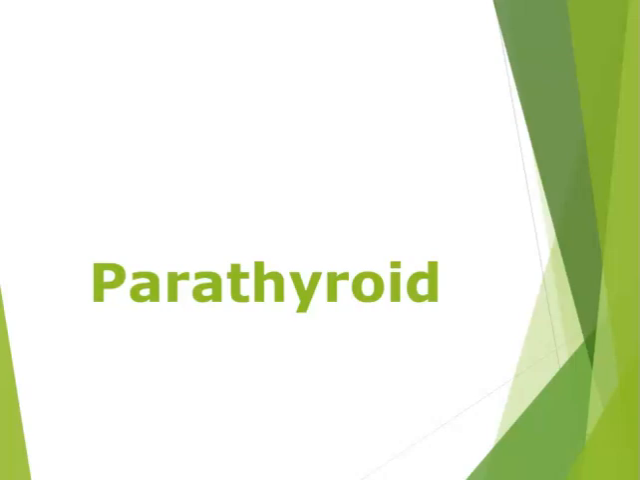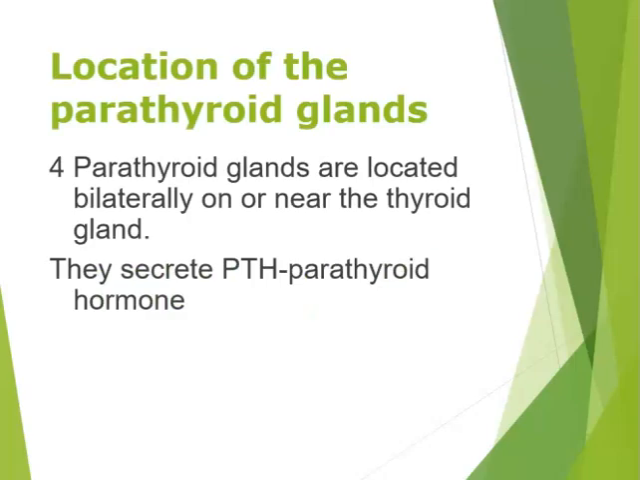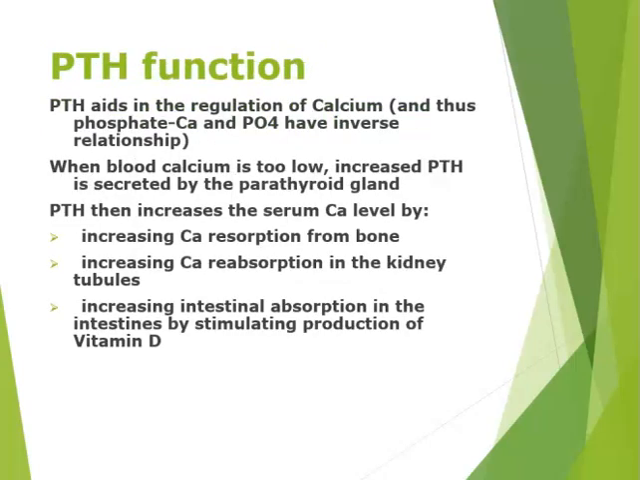The next topic that we're going to discuss in the last few slides is the parathyroid glands. There are 4 parathyroid glands that are located bilaterally on or near the thyroid gland. They secrete the parathyroid hormone. What is the function of the parathyroid hormone? We've already talked about the parathyroid aiding in the regulation of calcium.